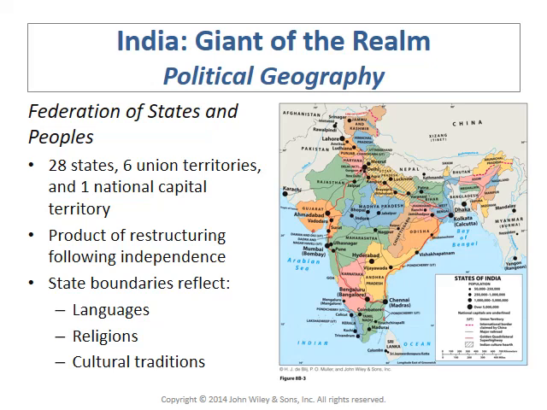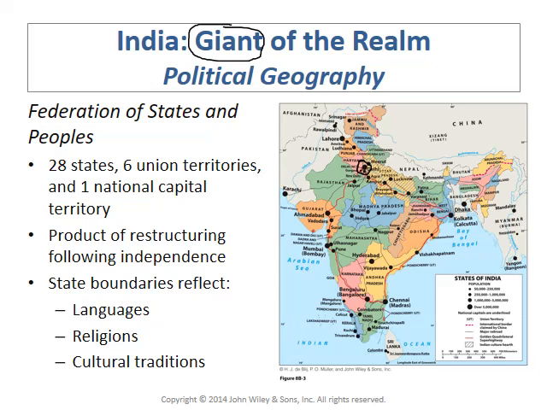Okay, so now we move on to India, called the giant of the realm, and for good reason. Geographically, it is large compared to the other countries in this South Asian region. Population-wise, it is giant compared to the other countries in this region. It's made up of 28 states, 6 unitary territories, and 1 national capital territory right there, essentially in the northern part of the country. And it is the world's largest functioning democracy.